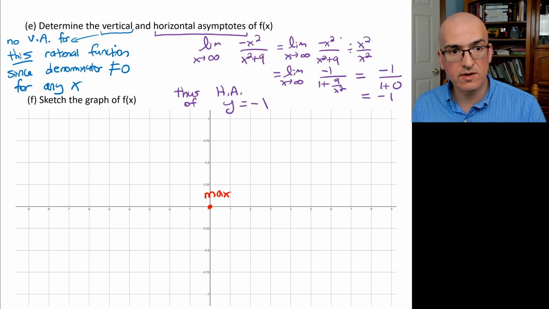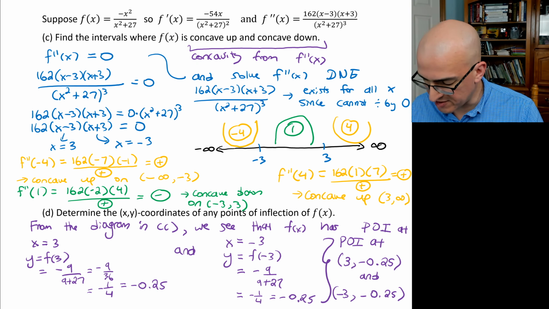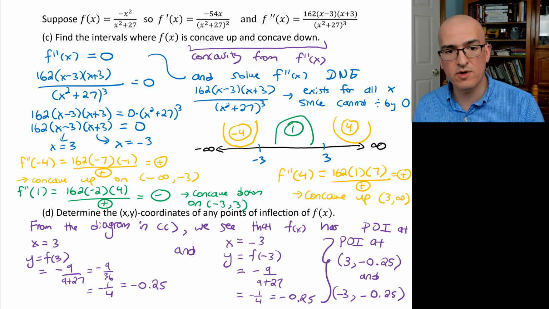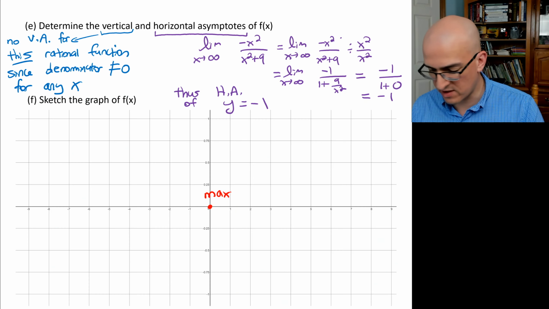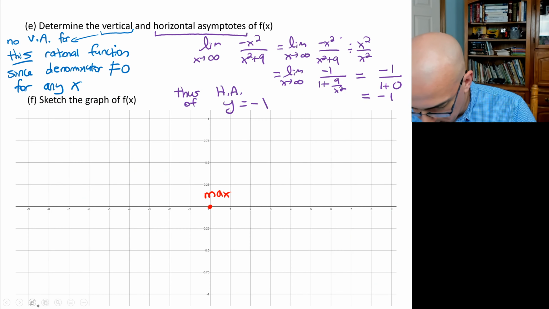Now, there's no min. And where are the points of inflection? We have a point of inflection at negative 3 and negative 1/4, and positive 3 and negative 1/4. So negative 3 and negative 1/4, that's our POI. And positive 3, that's our POI there.